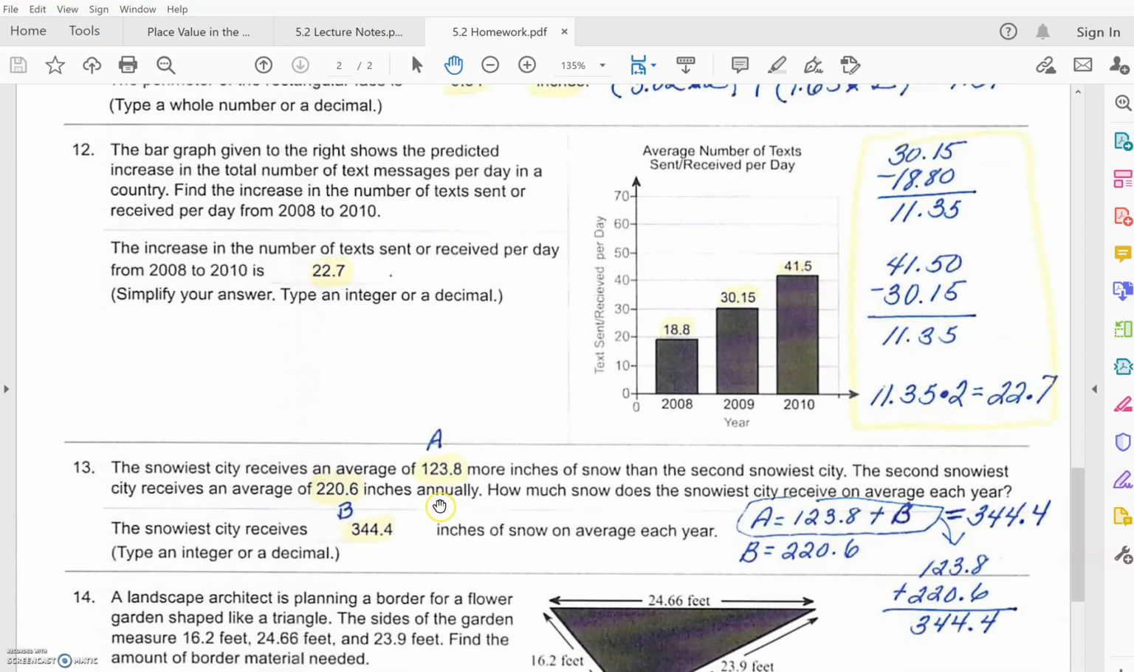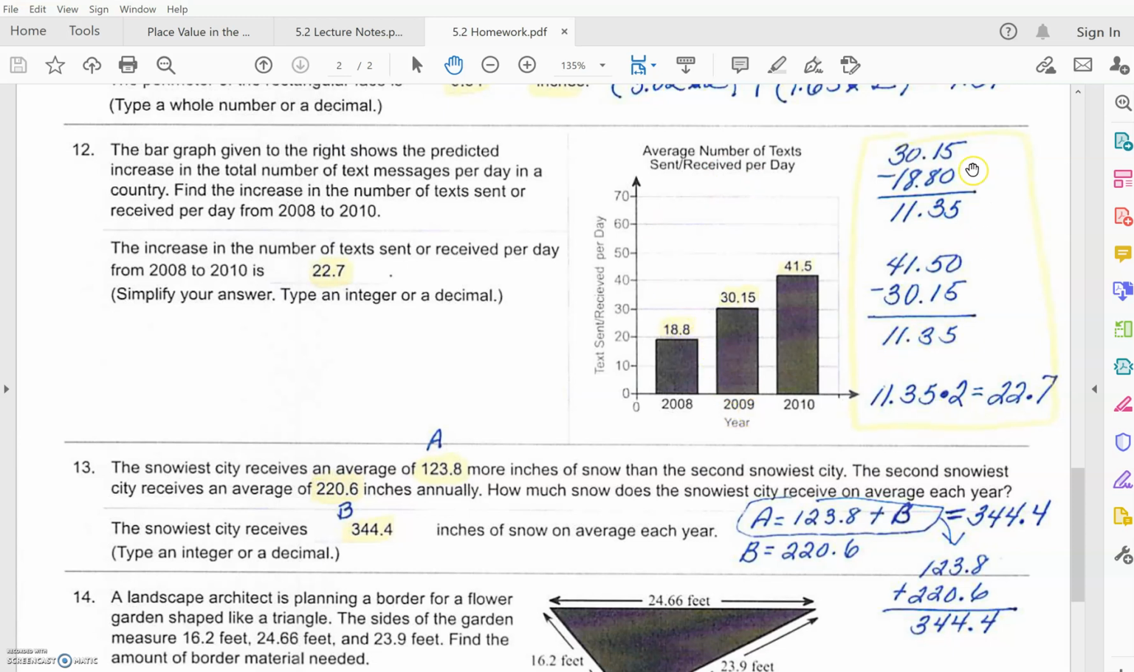Now number 12. It's asking us to find the increase in the number of texts sent or received per day from 2008 to 2010. So the increase in the number of texts sent or received per day from this range of time. So what I did over here, I just took the 2010, I subtracted it from the 2009 year. As you can see here, I ended up with 11.35.